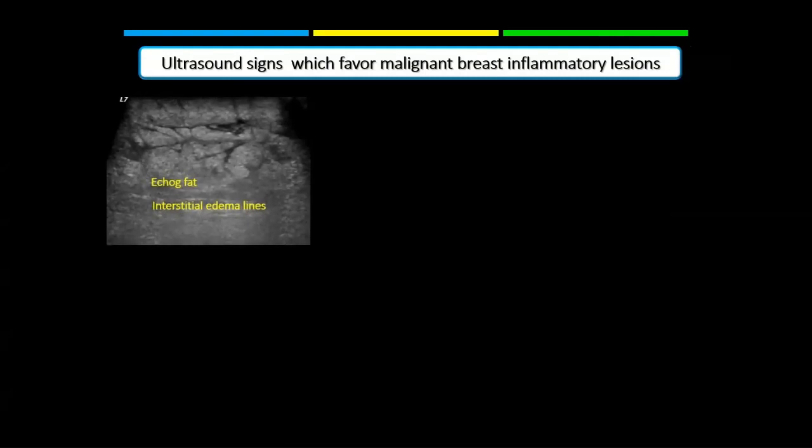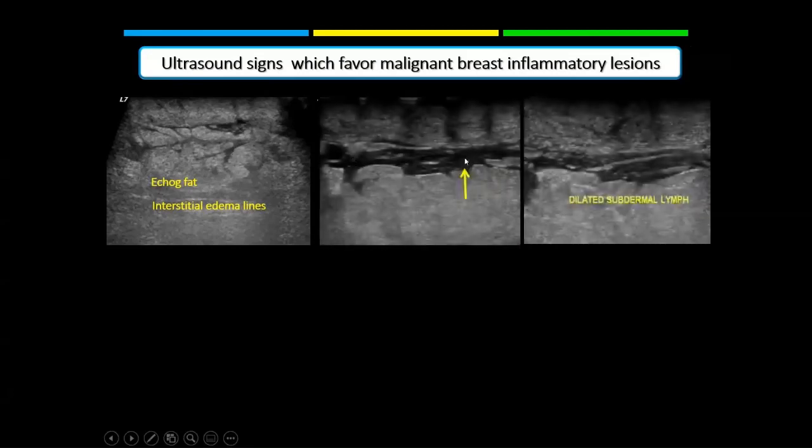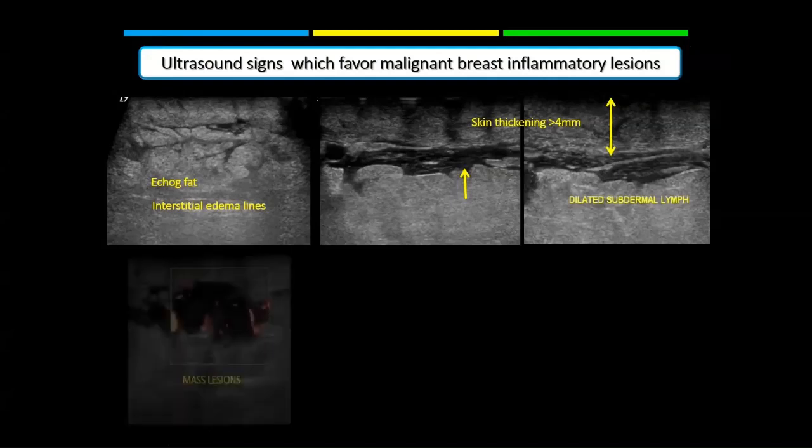On ultrasound, we have specific signs which favor a malignant rather than a benign form of mastitis. Again, we see the echogenic edematous fat lobules, which are surrounded with interstitial edema lines. They are in many cases associated with dilatation of the subdermal lymphatic layer and with overlying skin thickening, which might exceed 4 millimeters, and it sometimes reaches over 1 centimeter.